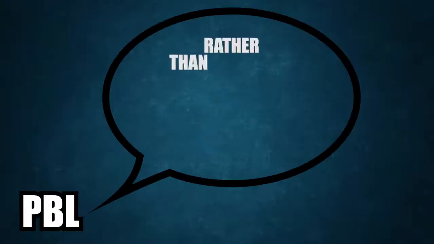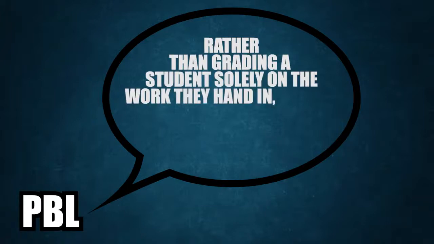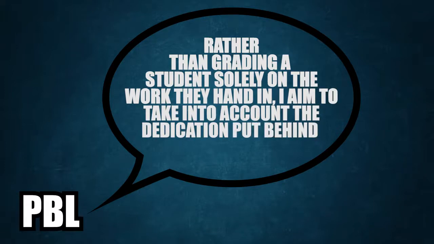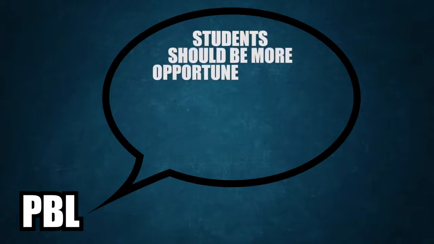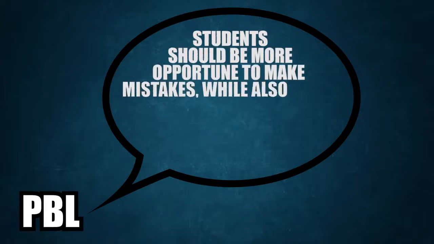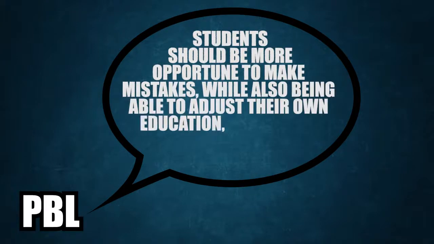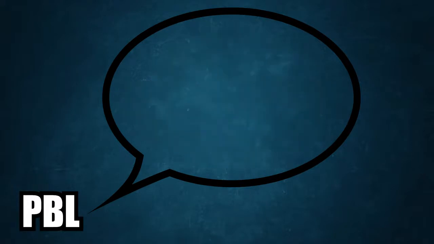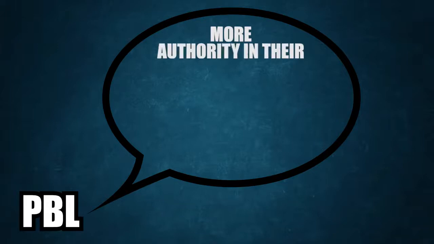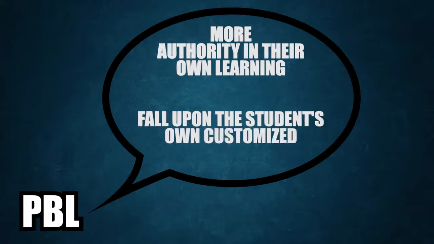Summarizing some of these points, PBL is basically saying, rather than grading a student solely on the work they hand in, PBL also aims to take into account the dedication put behind the work. What can be depicted from the Agency of Education is that in a PBL environment, students should be more opportune to make mistakes while also being able to adjust their own education, geared and customized for the individual. Ultimately, this means that students should naturally have more authority in their own learning because the evaluation will fall upon the student's own customized curriculum.